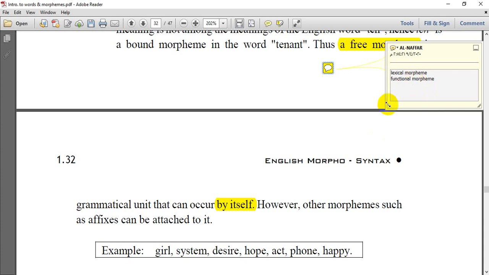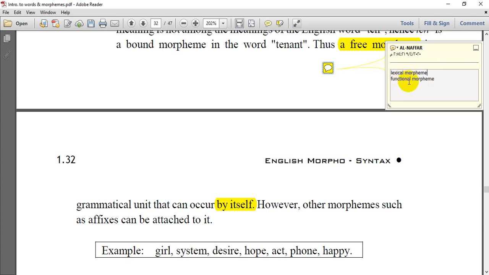So the free morpheme has the lexical morpheme and the functional morpheme. Lexical morphemes are nouns, adjectives, verbs, adverbs. Such morphemes carry the semantic content of utterances. Again, lexical morpheme is a type of free morpheme, and it can be nouns, adjectives, verbs, adverbs.